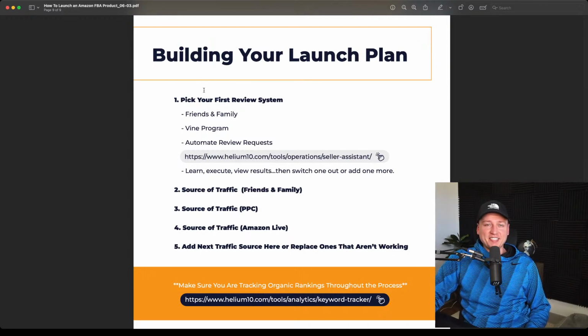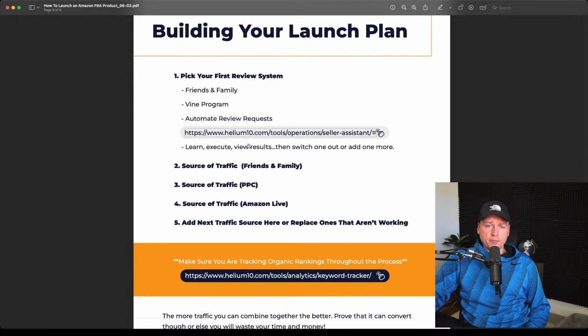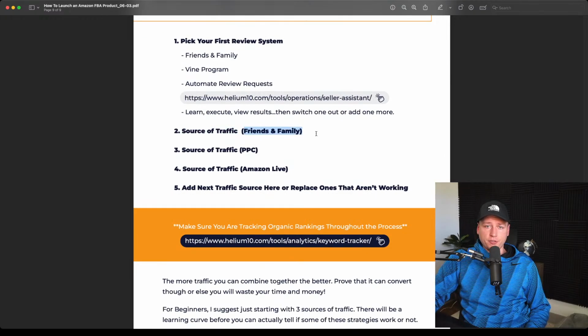So building your launch plan here. Pick your review system here. And then once you've done your review system stuff, you're going to pick a source of traffic. So you can do friends and family first. So 3 sources of traffic when you first start out. Friends and family and PPC should be the first 2 by default. Then pick your third one.